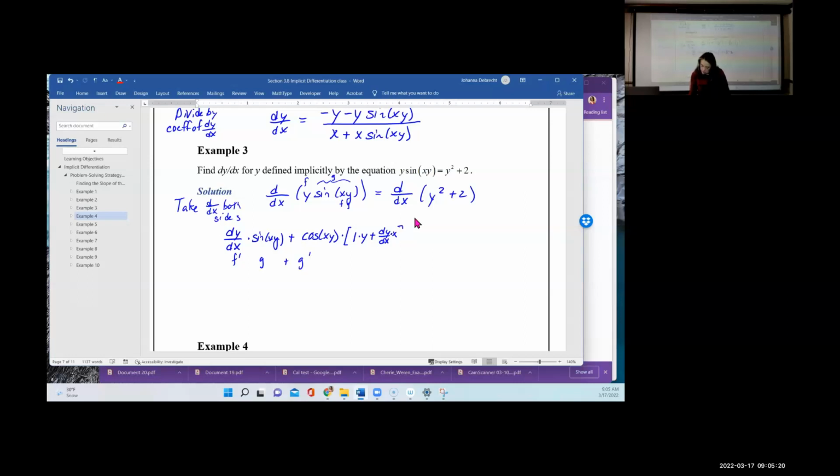All right. Now that finishes g prime for the outside product. So again, we took the derivative of sine, which is cosine. We froze the inside at xy. Then we took the derivative of the inside, which is 1 times y plus dy dx times x. Now we multiply that by y. So that's our f for the outside.